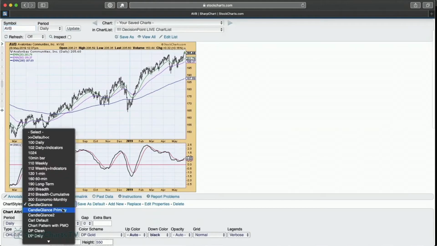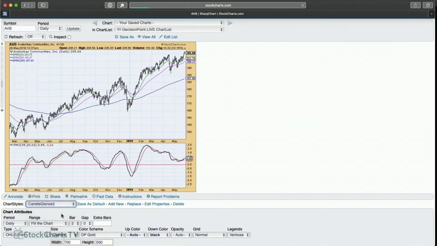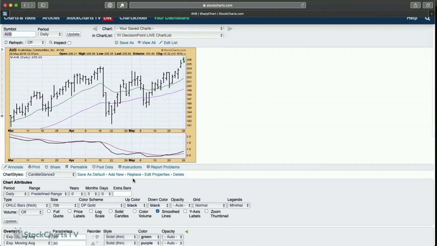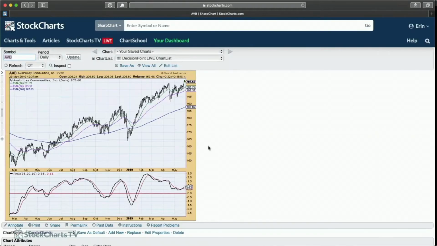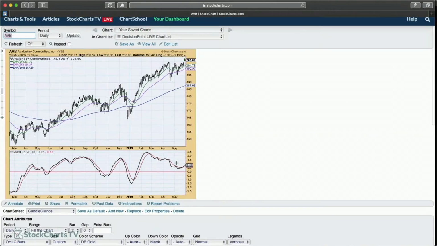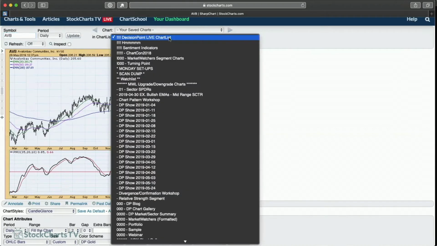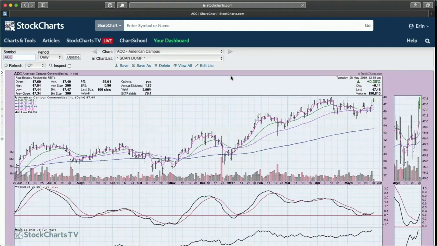Like I said, I usually have a couple here. I like to have an intraday one or a shorter term one, like you can see there. But today we're going to use my regular one, 20, 50, 200, and there's the PMO. So I have my CandleGlance set up now. Next thing is I want to have that transient chart list set up, which I already do right there. Okay, next thing I need to know is understanding my scan.